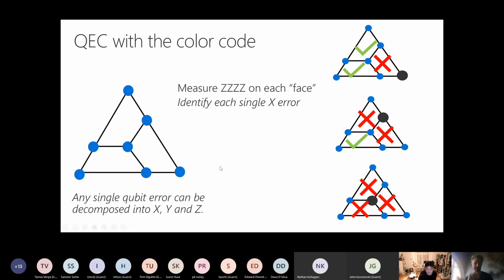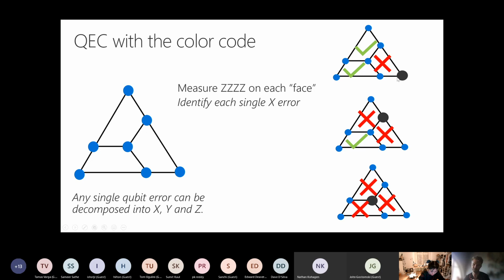Okay, so now let's talk about what happens if we have an error. If an X-type error afflicts a single qubit, it will cause any of the Z face measurements that touch that qubit to flip. So instead of getting a +1, which we would get for these special states that we encode the information in, we would get a -1 for a face which touches that qubit. And so we can just walk through the cases of different qubits.